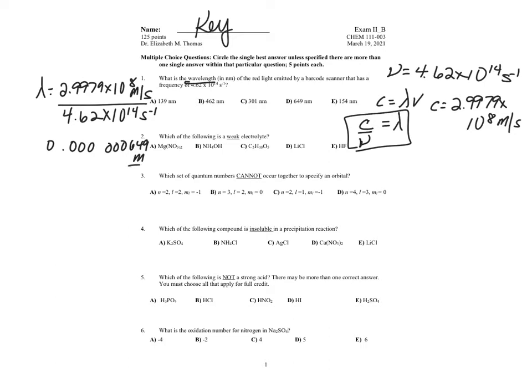Now, we need this in nanometers, so to convert from meters to nanometers, you just do the metric system dimensional analysis, and for 1 meter you have 9 zeros of nanometers, and that works out to be 649 nanometers, and that answer is D.